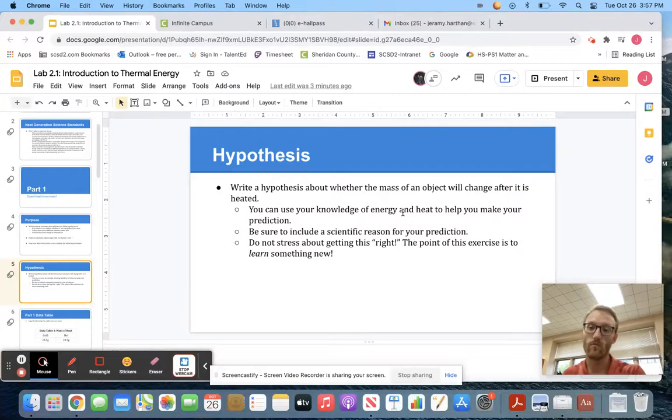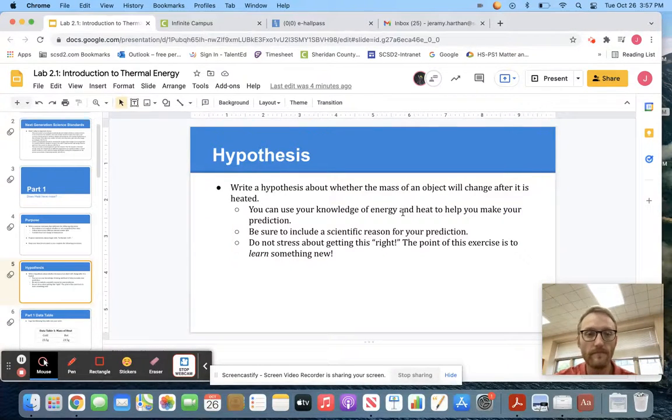So if you think yes, it will, what we're saying is then that heat has some sort of mass, right? Because that's the only thing that we're adding to the metal. So your hypothesis would be something like, okay, if we add heat to the metal, then the mass will change, or then the mass will increase. Okay. If you don't think it's going to change, then you're saying, okay, heat does not have mass. Okay, and that hypothesis would sound something like, okay, if we heat up the metal, then the mass will remain the same. Okay, so pause the video, write your hypothesis real quick.